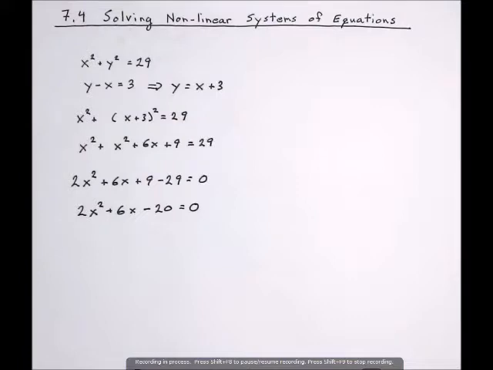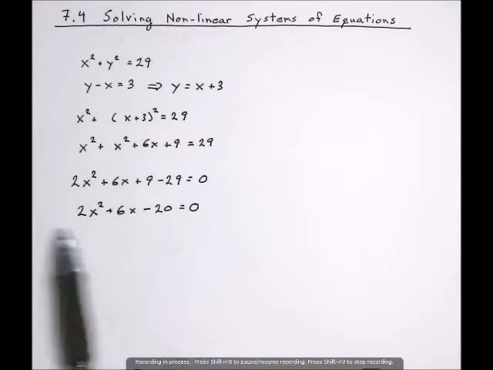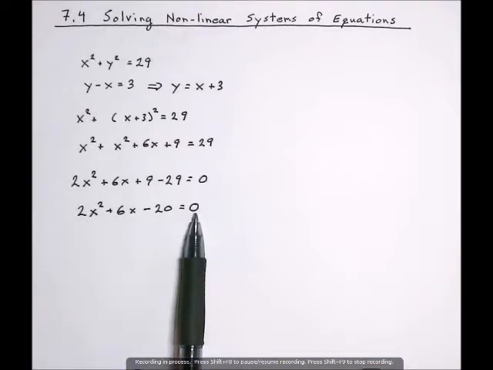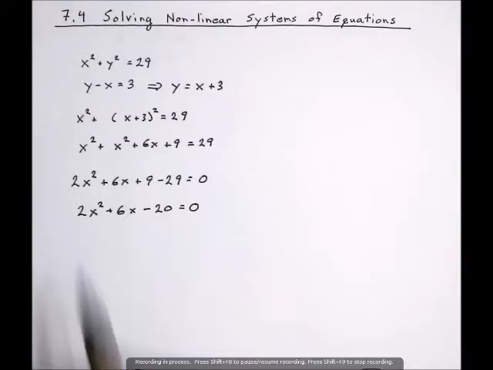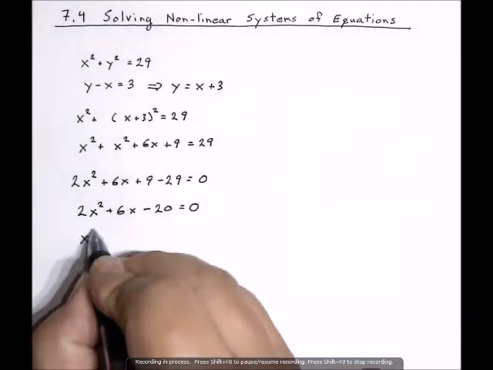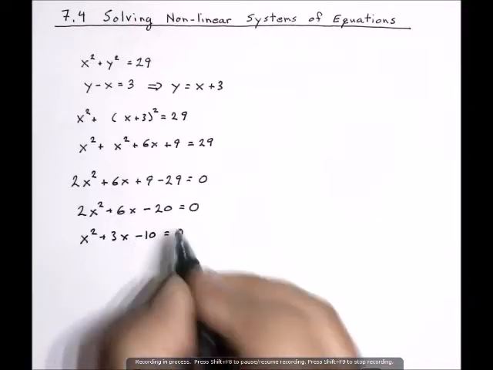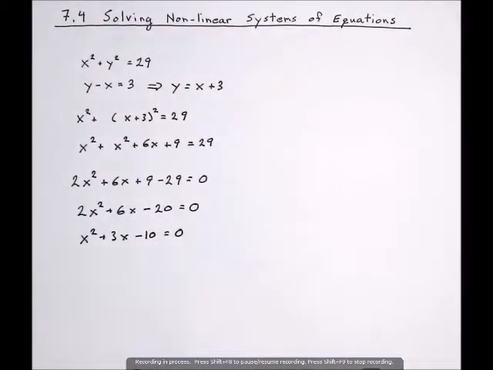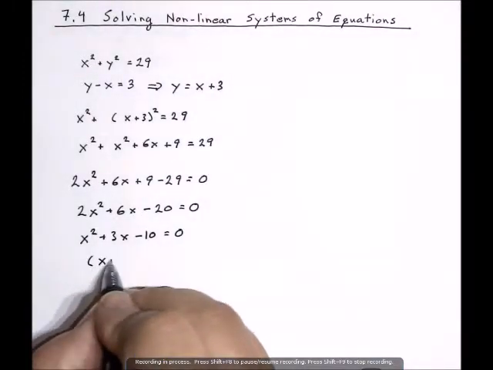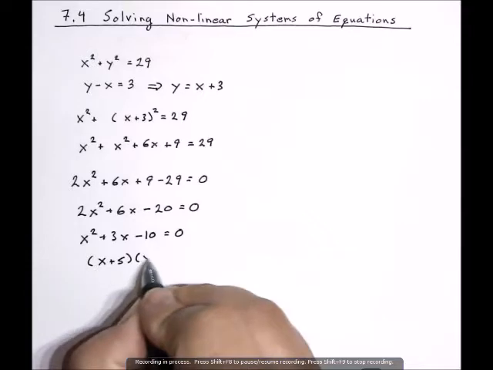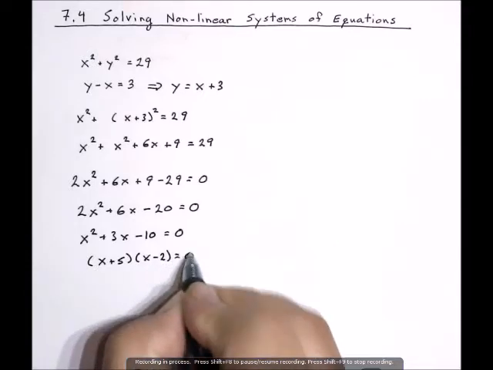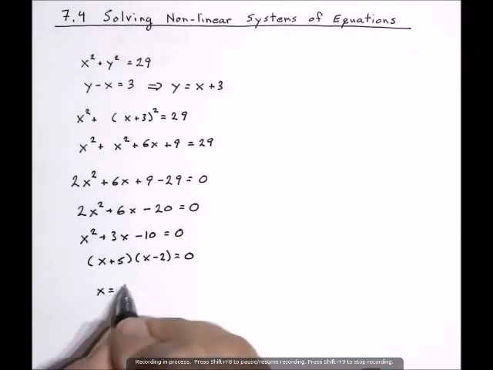But I notice that these are all even. So what I can do is divide my entire equation through by 2. And since that's a 0, it's not going to change it at all. But if I divide my entire equation through by 2, it gets a little more simplistic. Now that's going to factor nicely. And I get 2 solutions.